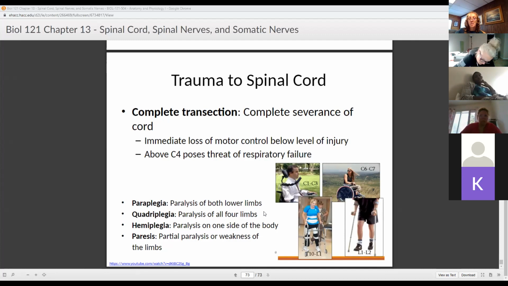Paraplegia is paralysis of the lower limbs. Quadriplegia is paralysis of all four limbs. So quadriplegia is C3 to C1. Paraplegia is C6 to C7.